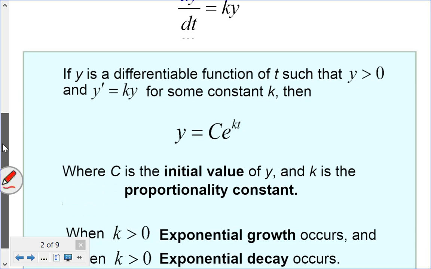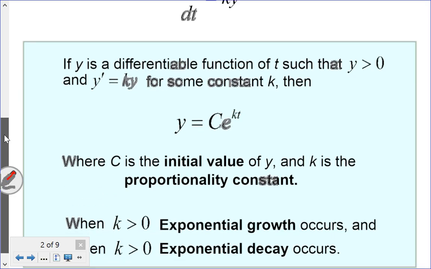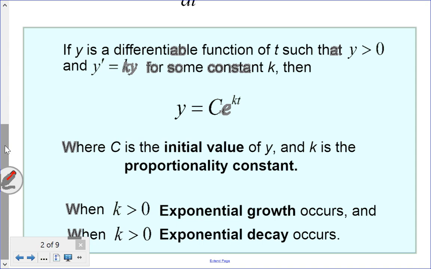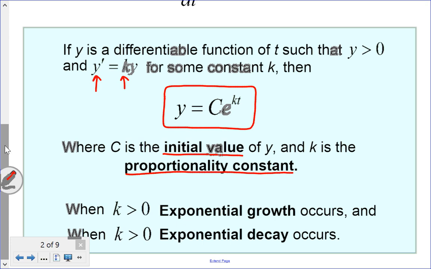Well, if we've got a function, and we know that the derivative is directly proportional to y, then we know that this will be the solution to the differential equation, where c is the initial value of y, and k is what we call the proportionality constant, or the constant of proportionality. If k is positive, then we have exponential growth. If k is negative, then we have exponential decay. So we'll deal with both of those.